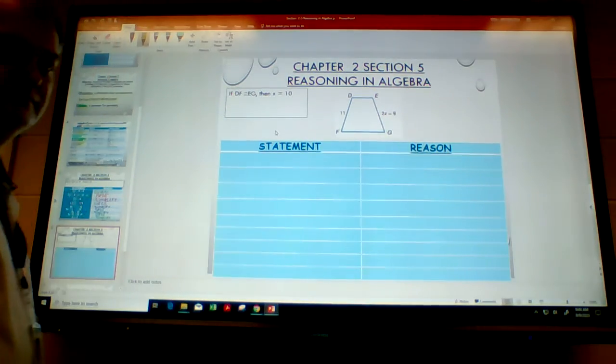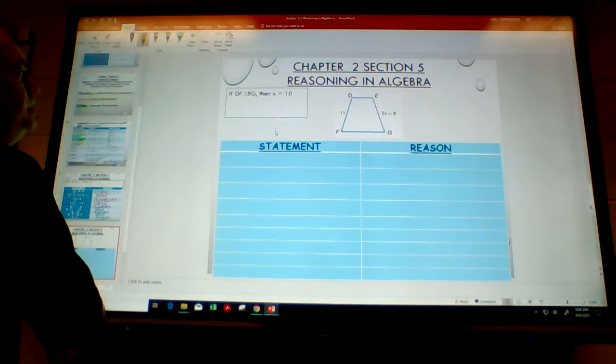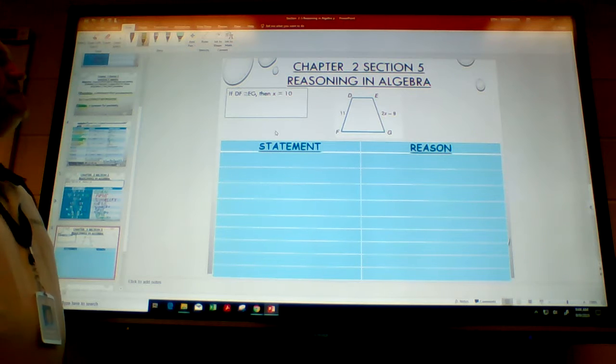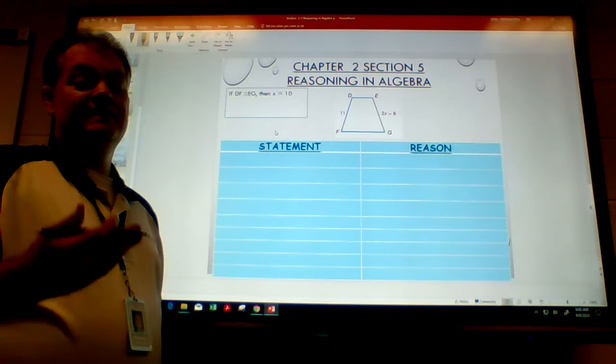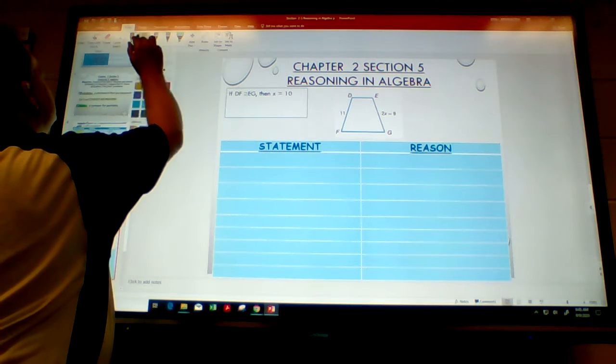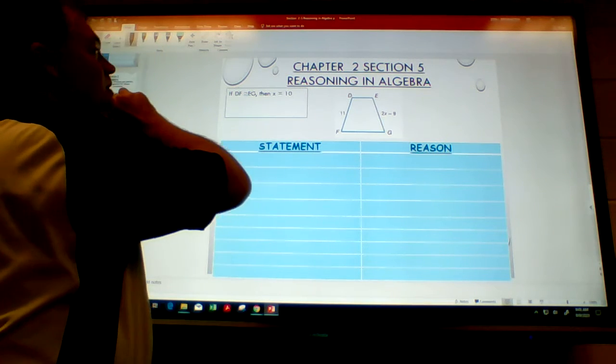Okay, now let's do part two. Part two looks a little tricky, but it's really not. It's just a basic. We got to plug things in and we got to simplify. So let's do that. Let's start with the given.